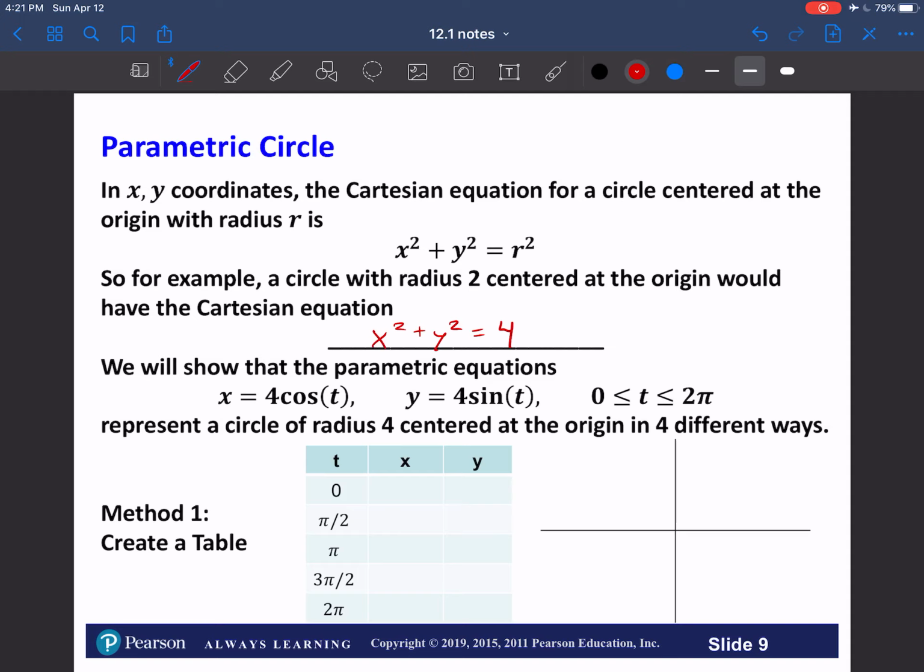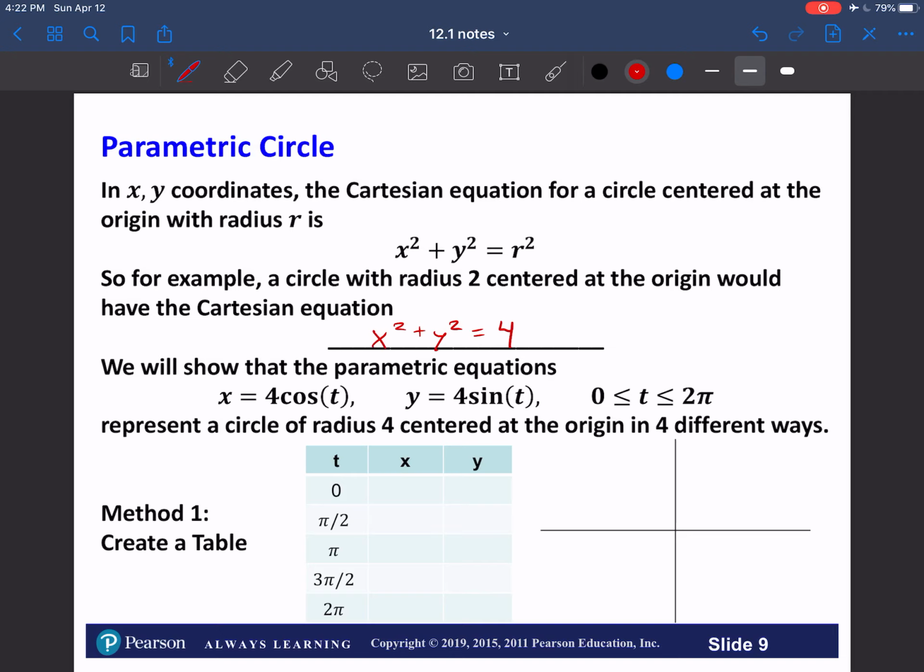All right, and what we're going to do is show that the parametric equations given by x equals 4 cosine t and y equals 4 sine of t, under these bounds, 0 to 2 pi, represent a circle of radius 4 centered at the origin in 4 different ways. So the first method that we want to go through is to create a table. Basically, let's just plot a few values for t and consider what happens to x and y.